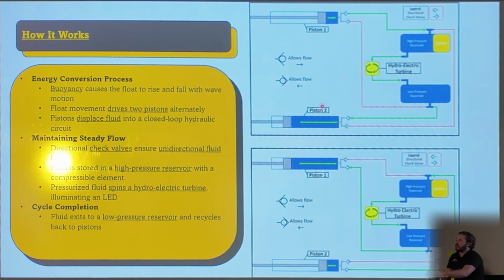I have check valves, which you can see there's 4 of them. I've got those blown up for you so you can see them more closely and understand what direction they allow flow in. And the check valves allow me to maintain unidirectional flow through the turbine so it doesn't spin backwards.